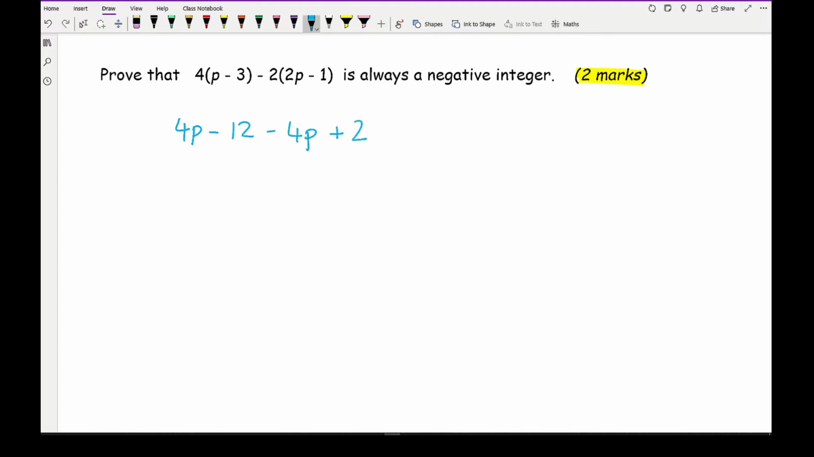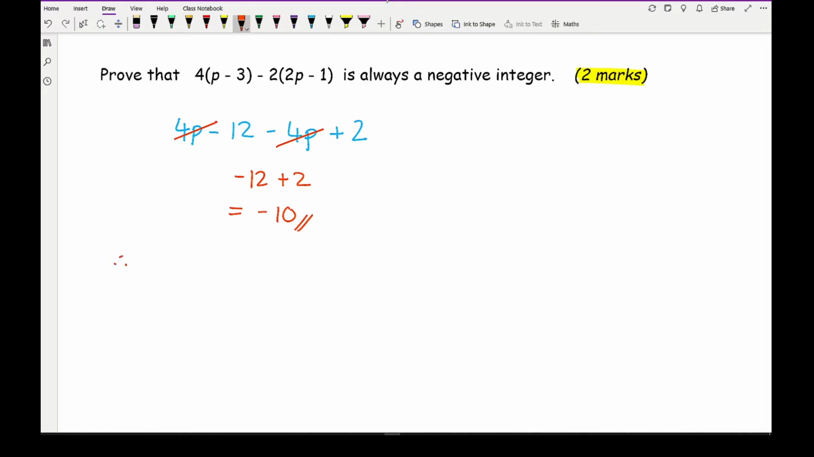Now collecting the like terms, I can see that my 4p and 4p cancel out, and so what I'm left with is minus 12 plus 2, which gives me an answer of minus 10. Now you might think to yourself, well, okay, there is my final answer, but you've not actually proved anything. So what we need to write is a closing statement.